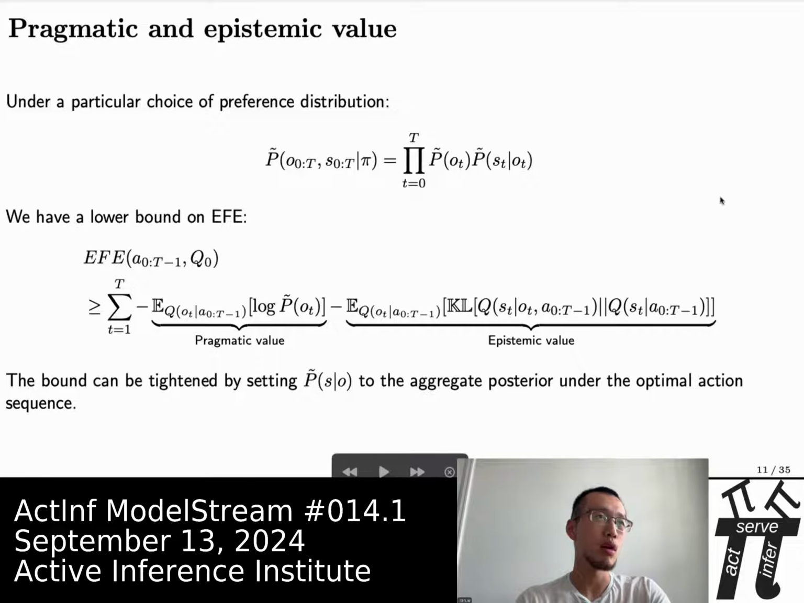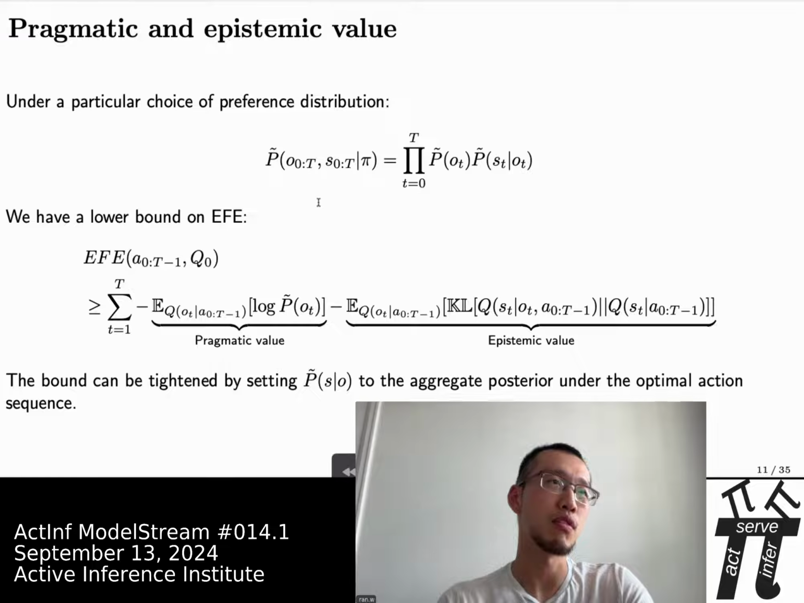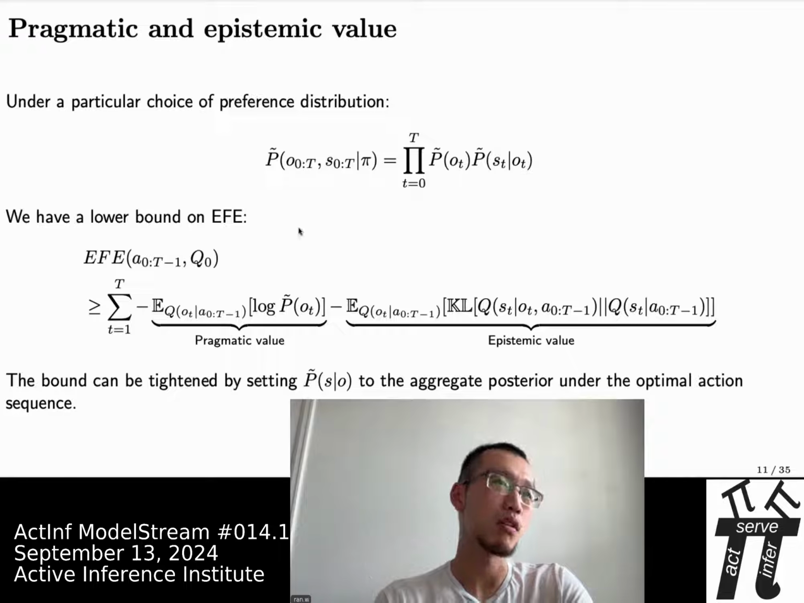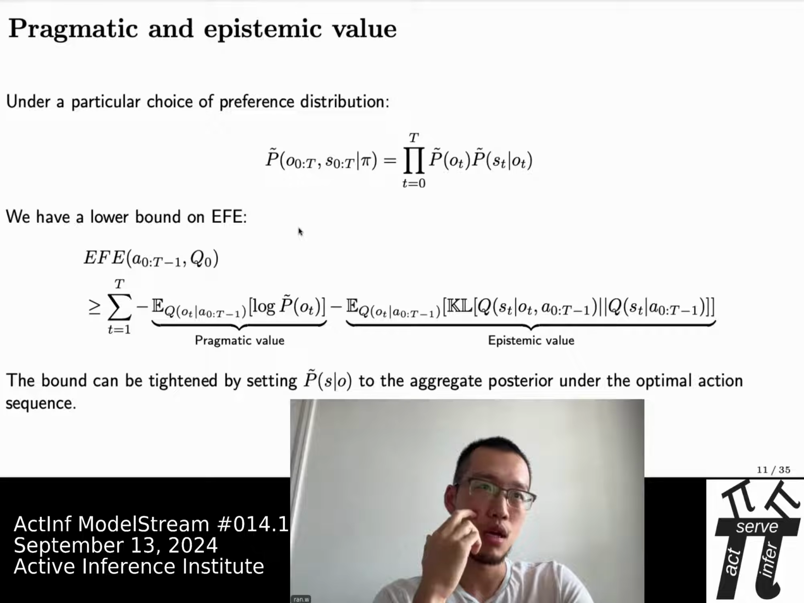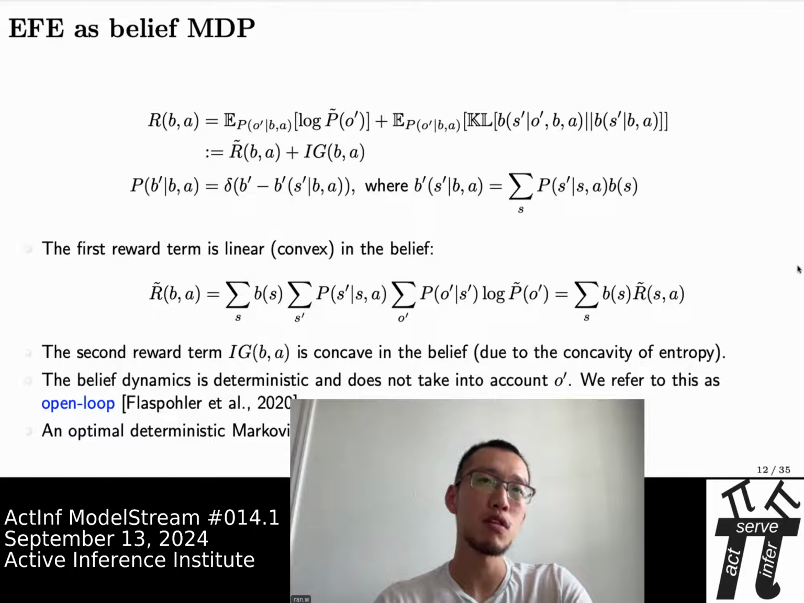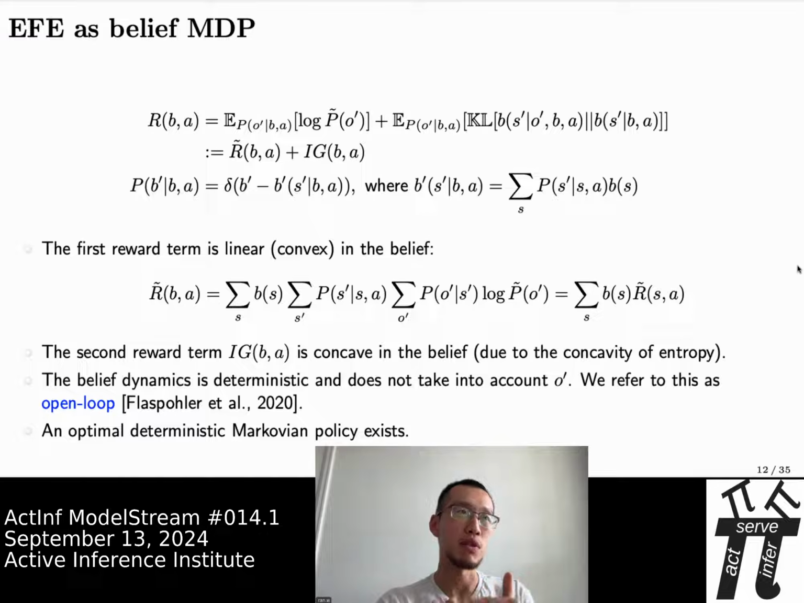One more step to get the pragmatic and epistemic value decomposition of EFE is that we have to define the energy function, or the preference distribution, to have preference only on the observations. Then we can split up the energy entropy decomposition into the pragmatic and epistemic value decomposition. This characterization allows us to see EFE as a specific type of belief MDP, which would be different from the Bayes optimal belief MDP, but would still have its own belief action reward and belief transition dynamics.